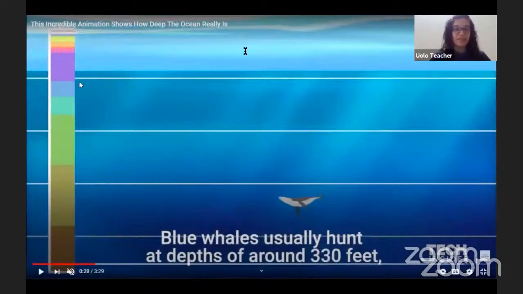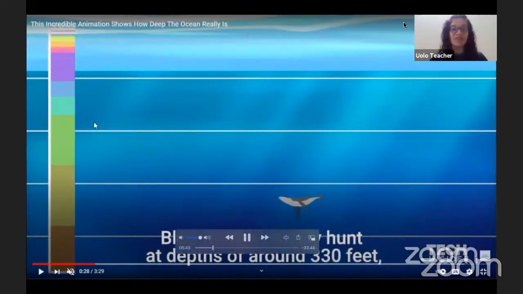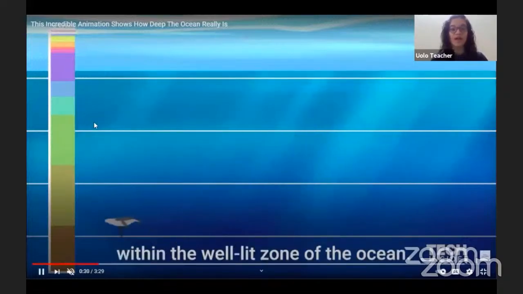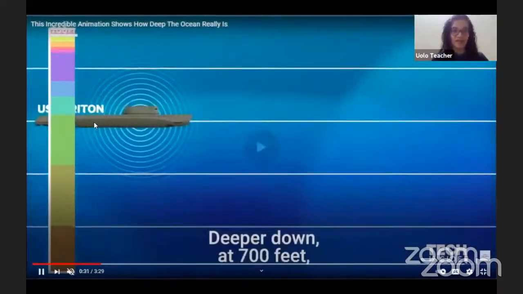Now, let me help you all. Can you look at this scale which is there on your left hand side? Now, can you look at my cursor? It is so superficial. The ocean's depth is still a lot. When we are saying 330 feet, it is quite deep, but it is still very superficial in terms of the ocean. And this area is still quite well lit. When I say well lit zone, it just means that the sunlight reaches this area and the blue whale can see what it's hunting for.